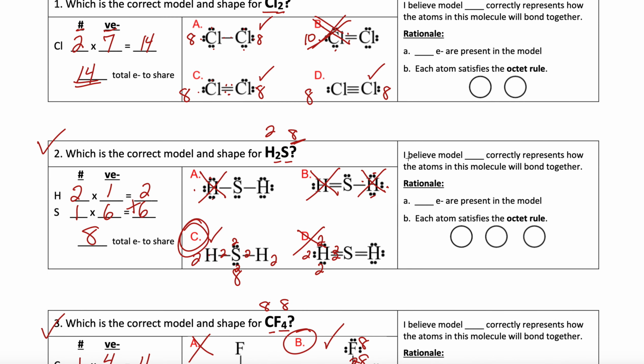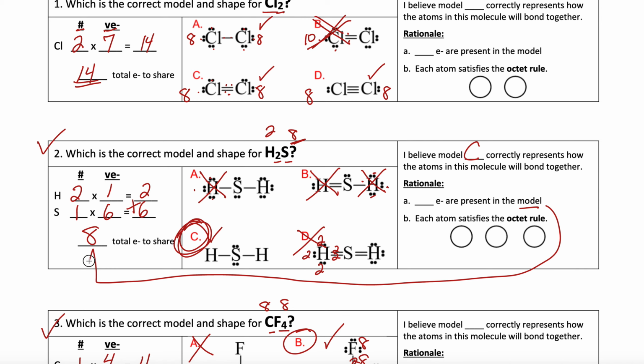We know for number 2 that the only possibility is C. I believe model C correctly represents how the atoms in this molecule bond together. What we need to do now is verify how many electrons are actually in our model and how many electrons each atom has. So this involves a little bit of counting. You have to count the grand total number of electrons in the entire model, and you have to check to see that it matches this. And if it does, you're correct.